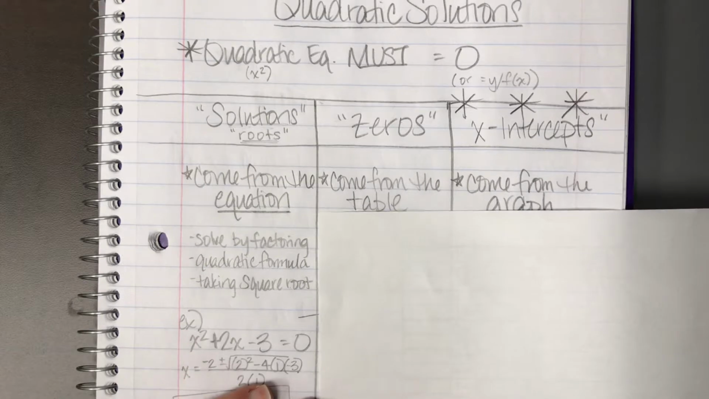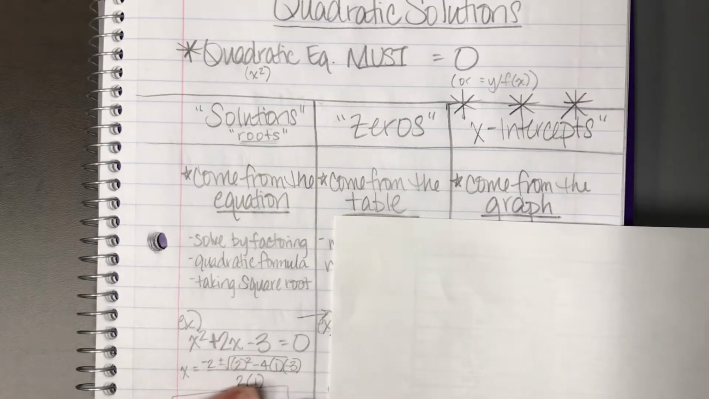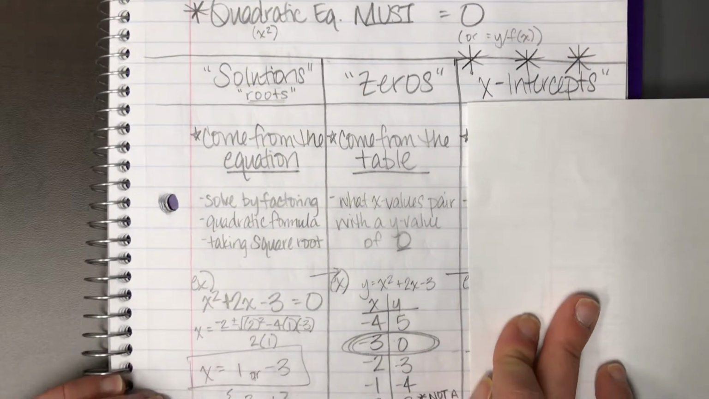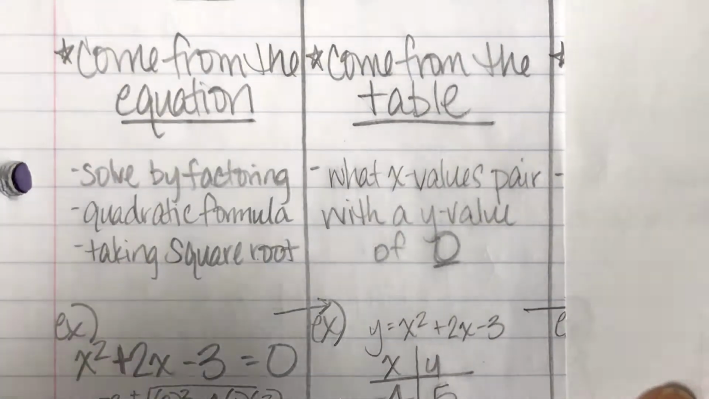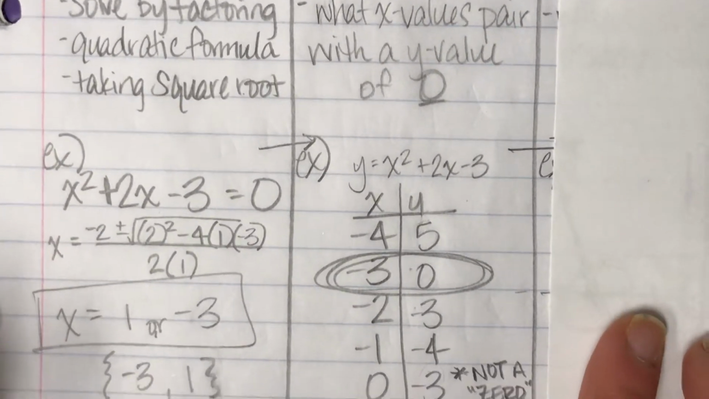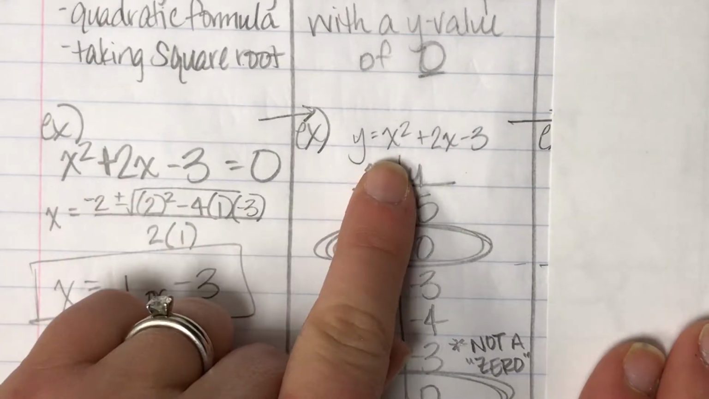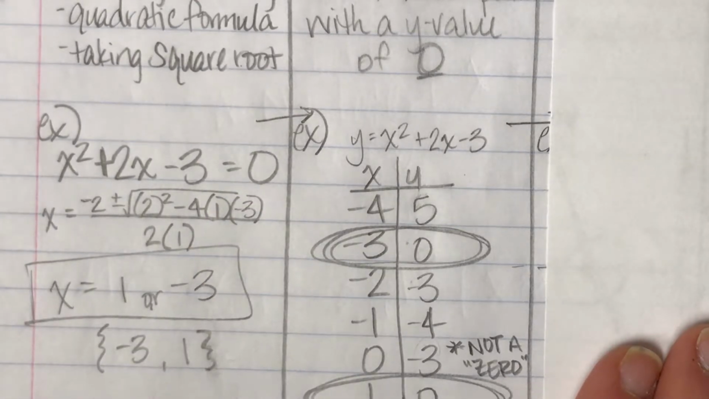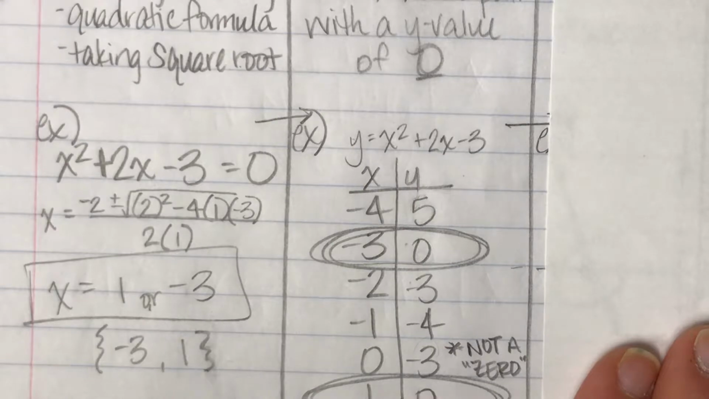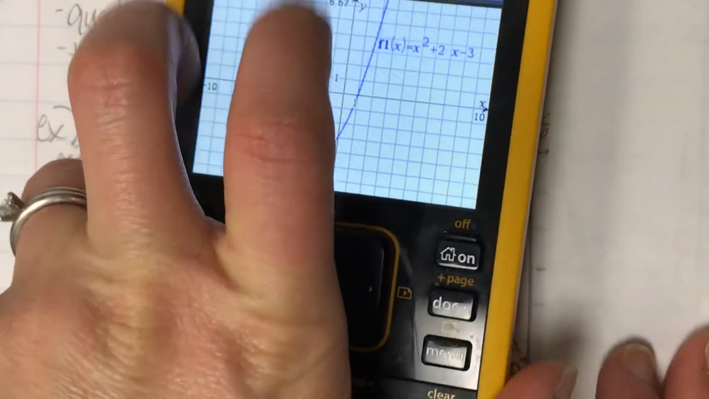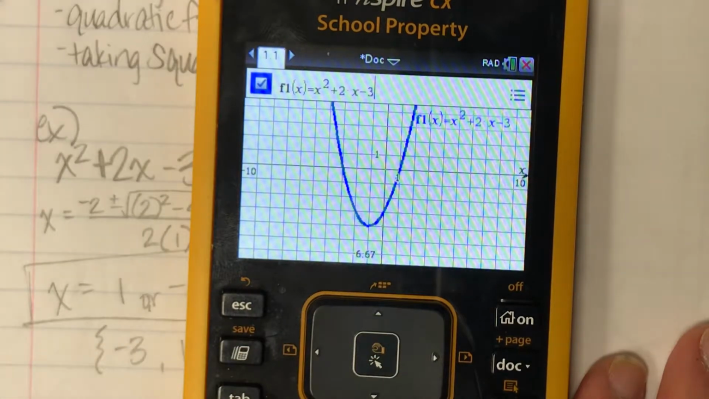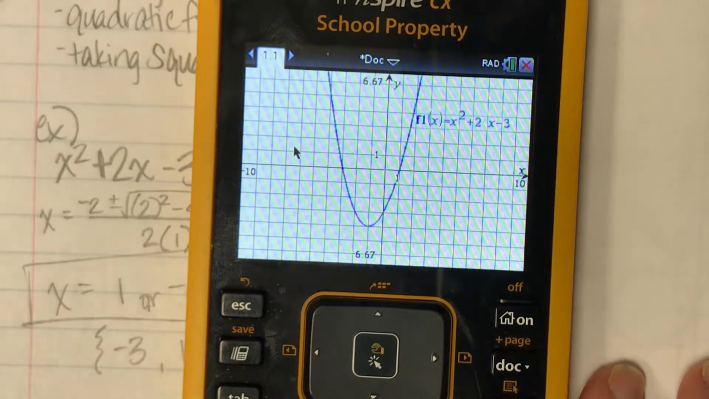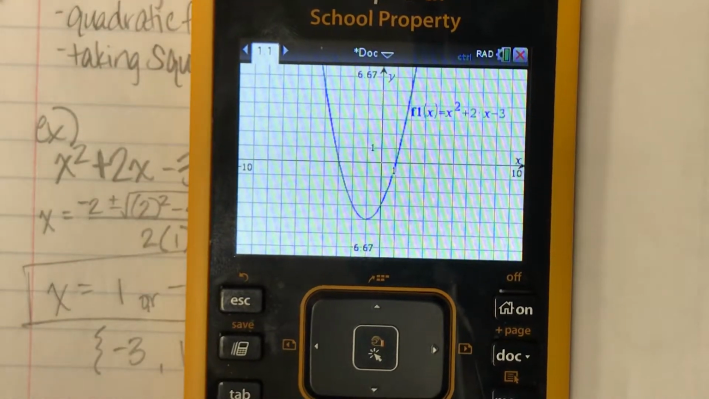This is when you're looking at a table. So I'm going to focus just on that side. It's when your x values pair up with a y value of 0. So what I did is I took this same exact quadratic from the first example, x squared plus 2x minus 3, and instead of equaling 0, I just had it equal y. And basically what I ended up doing was I put it in the calculator into a graph page. So there's my equation right there, x squared plus 2x minus 3. And then remember, to get the table from this, I'm going to do Control T. Control T will give me the table.